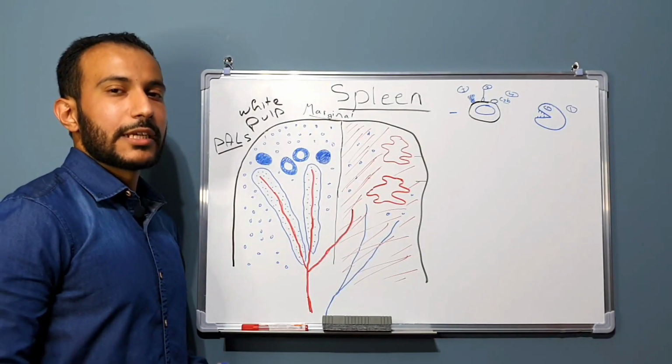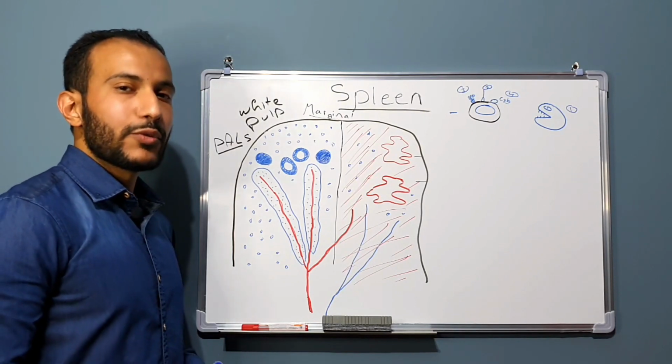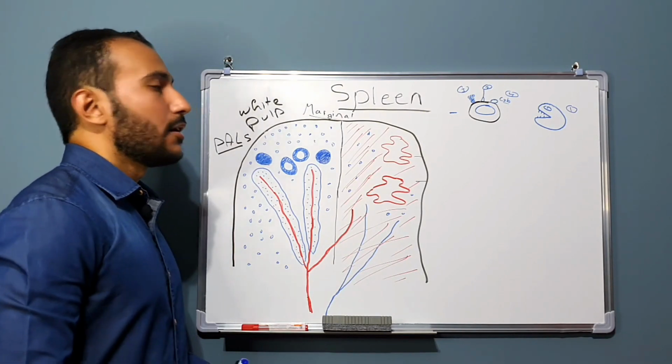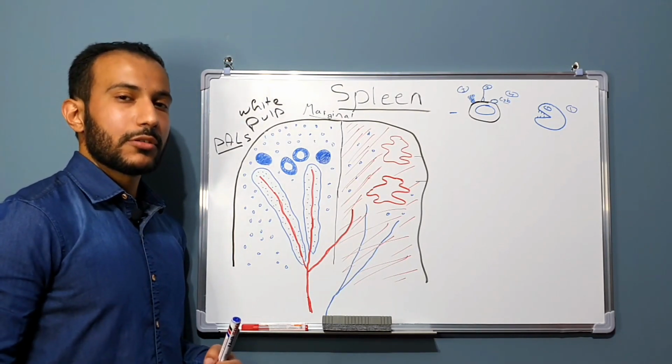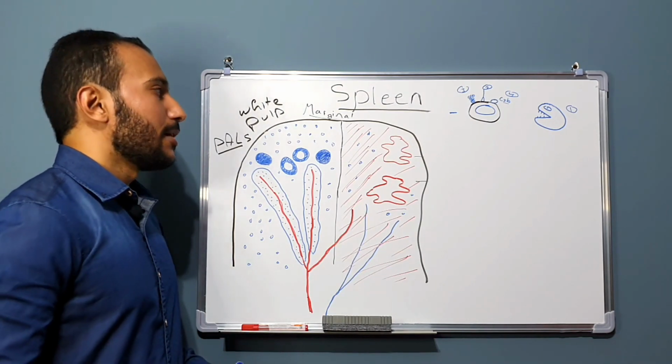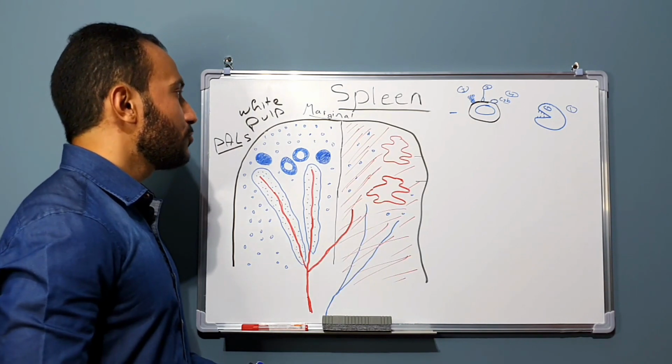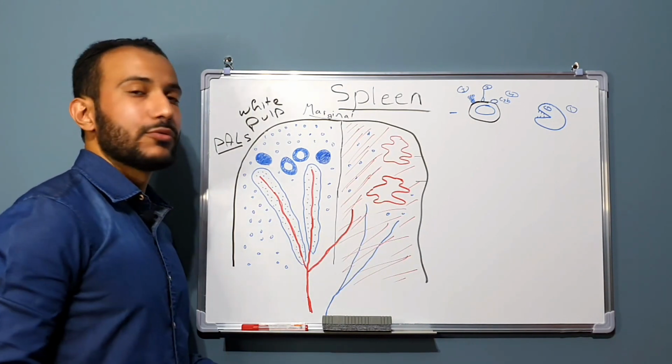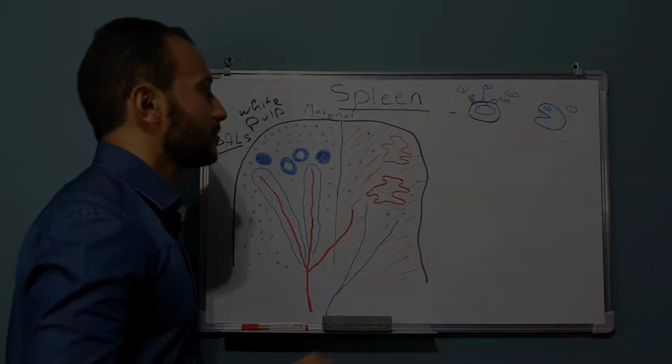What are these encapsulated organisms? First of all, we have Streptococcus pneumoniae, and also we have Neisseria meningitidis and Haemophilus influenzae. So a patient who is having a splenectomy should receive vaccination against these encapsulated organisms.